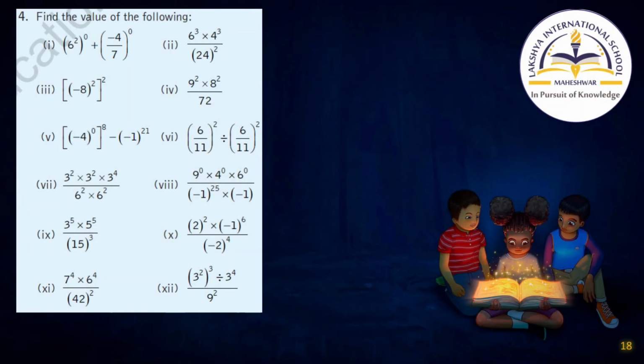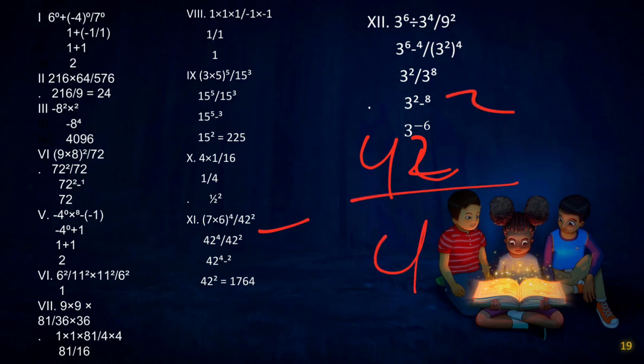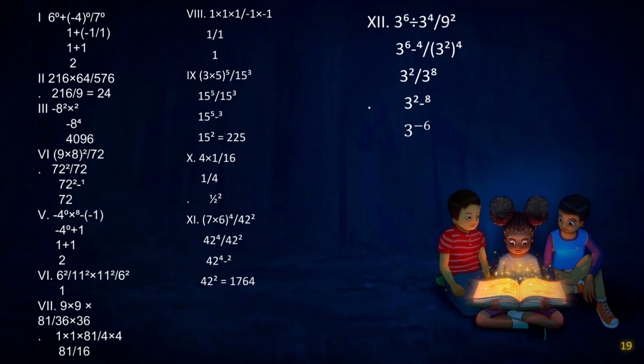Now we will solve question number 11: 7 raised to the power 4 into 6 raised to the power 4 by 42 square. Now here 7 times 6 is 42, square by 42 square. Wait, here the power is 4. Now this will be cut, and how much power will remain? 42 square. Now 42 into 42, 1764 is the answer.